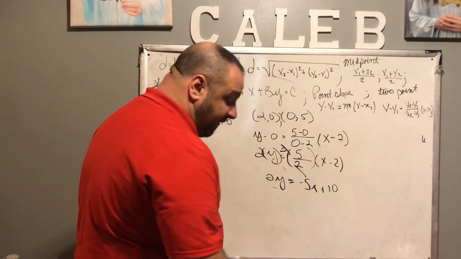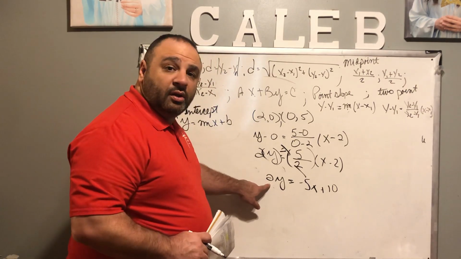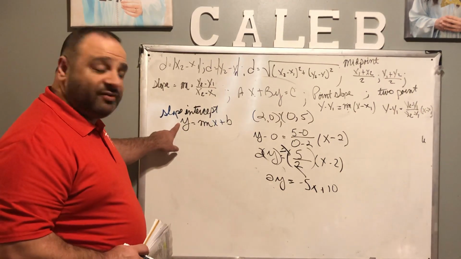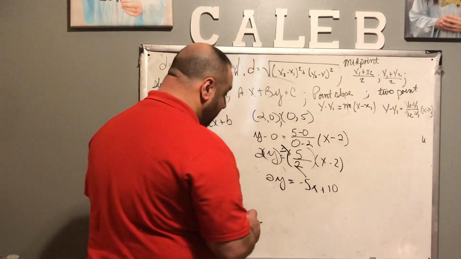And then once we get there, obviously we want to get rid of this coefficient in front of the y because it's got to look like this. So no coefficient in front of the y. So then we're going to simply divide everything by 2.